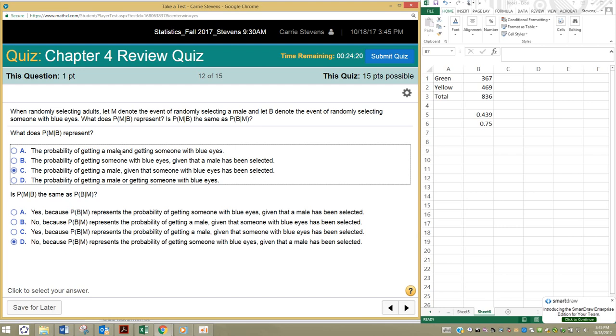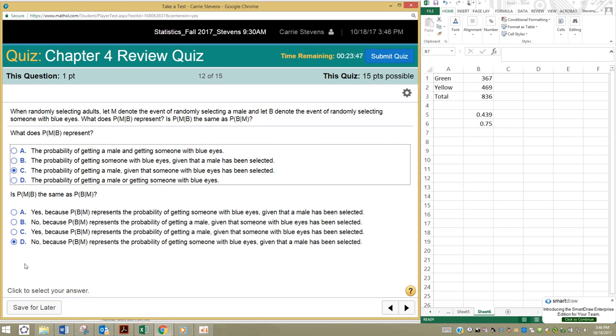The probability of getting a male and getting someone with blue eyes. No, that's not the same thing. Given and are not the same. Okay, this is overlapping out of the entire total rather than starting off on the narrowed down sample, eliminating anyone without blue eyes. So not the same. B, the probability of getting someone with blue eyes given the male. No, male is not the given assumption. Probability of getting male or getting someone with blue eyes. No. So it is C.